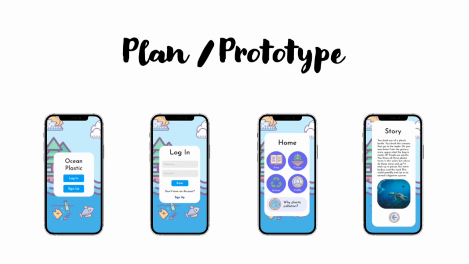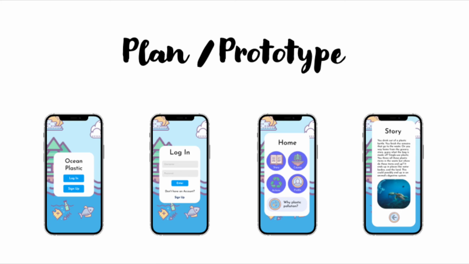Here's a plan and prototype of what the first 4 pages of my app will look like. On the far left, there is the front page that will show up when you first open the app. For the second image, you have the login page. Page number 3 is the home page where you can see the short story, causes, actions, and organize your profile, and also see why plastic pollution. And on the far right, we have the story page, a sampler of what page 1 looks like.